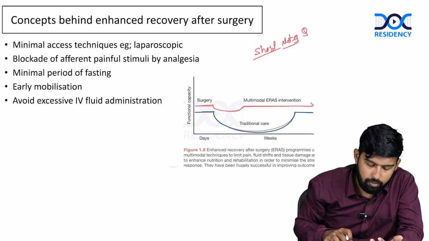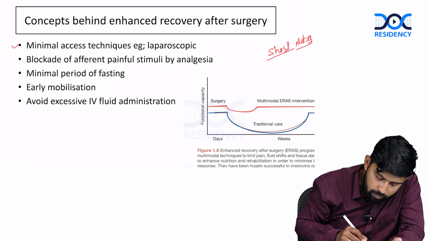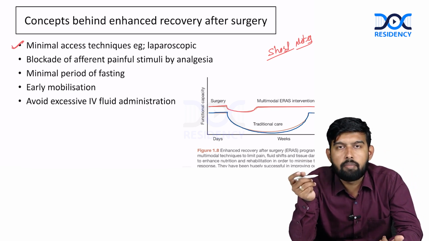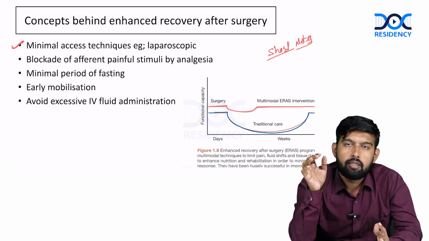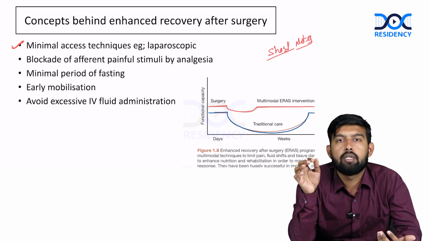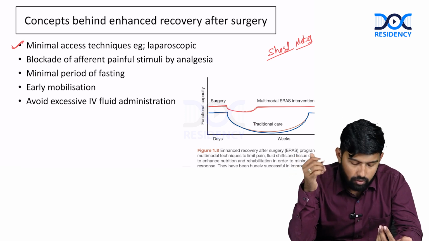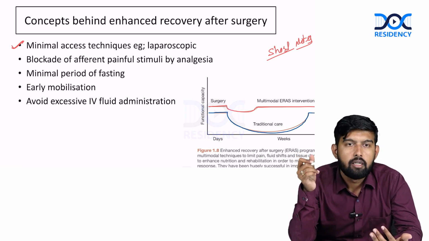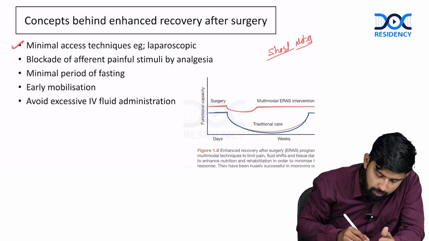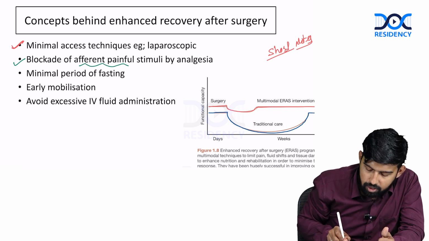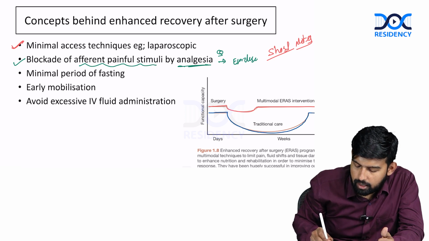So the basic concept in ERAS is to try to do the surgery with minimal access technology, like laparoscopy or thoracoscopy, to avoid the major incisions which limit the function of the respiratory system or may cause prolonged ileus. So these can be avoided by using the minimal access technique. And pain control is by blockage of the afferent painful stimulus by analgesia, like epidural anesthesia.